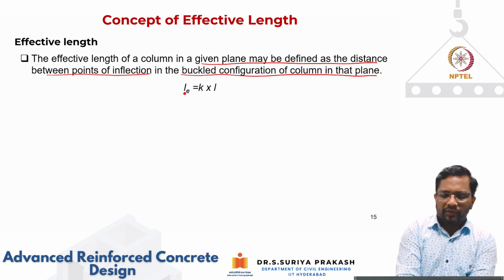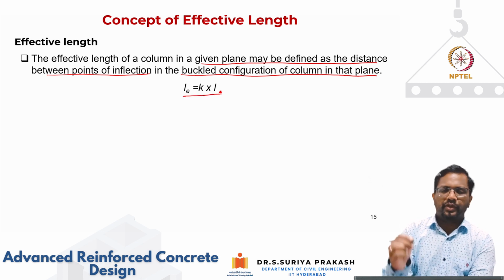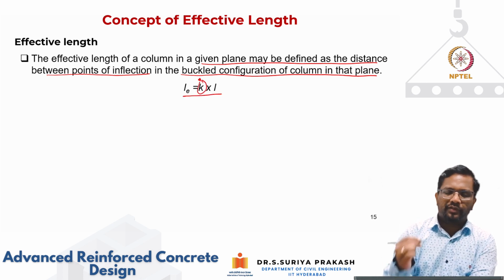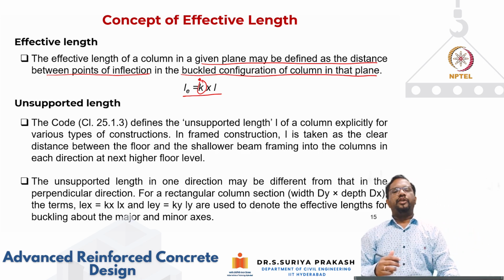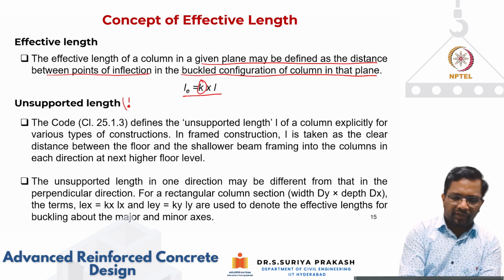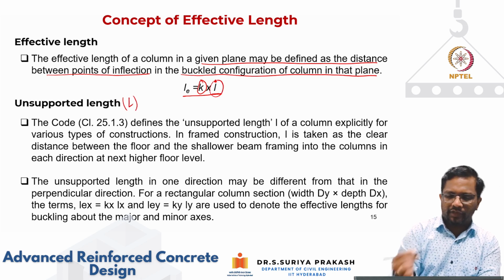Or in other words, LE will become K into L, where K is your effective length factor and L is your unsupported length. Now let's see what is unsupported length. So unsupported length here is basically L. That is what is given here.